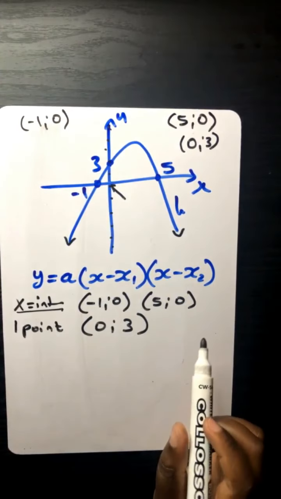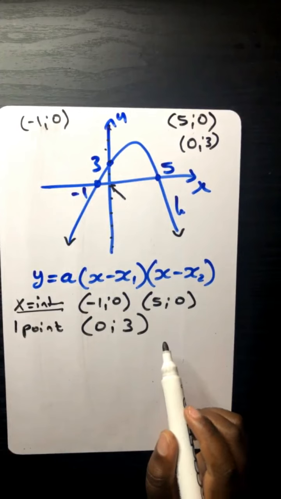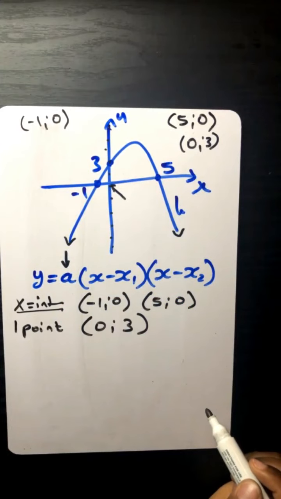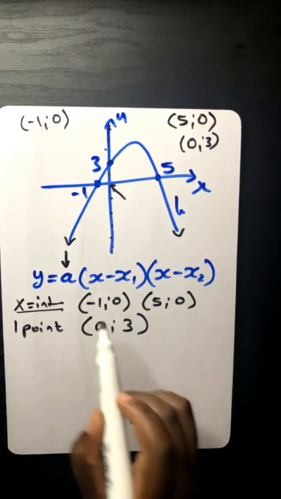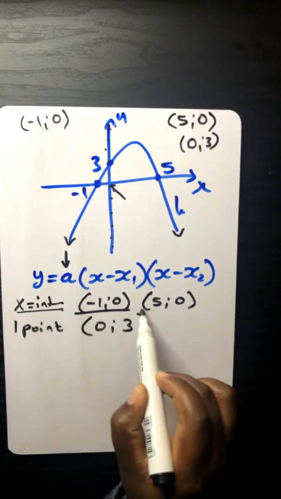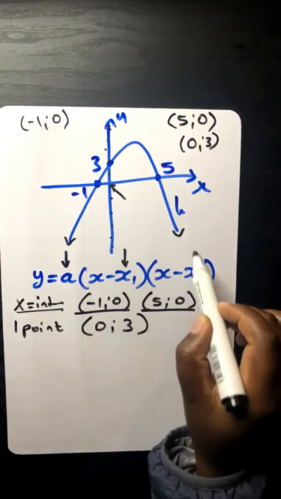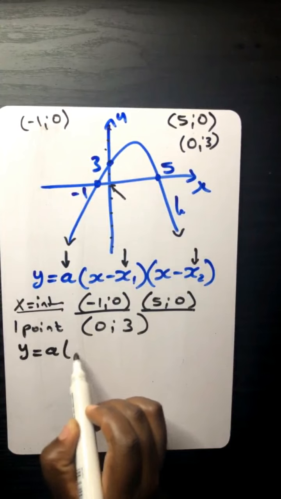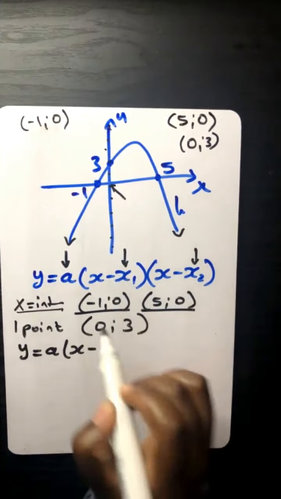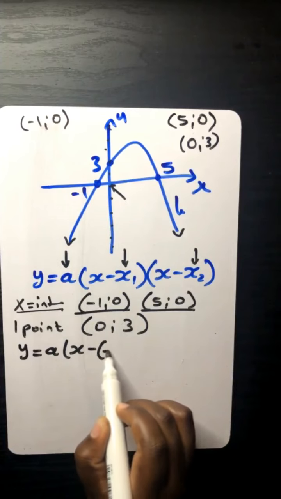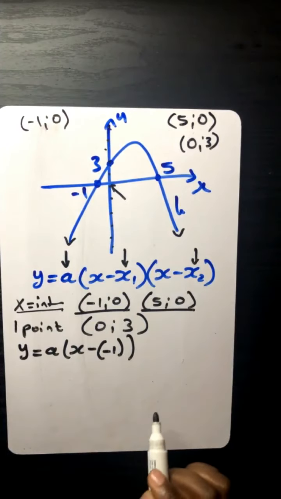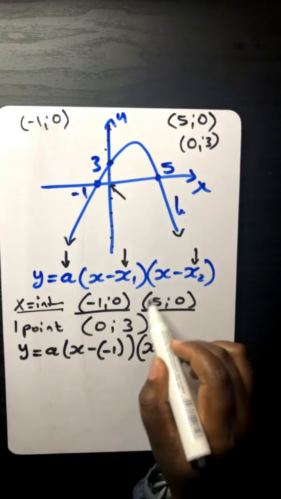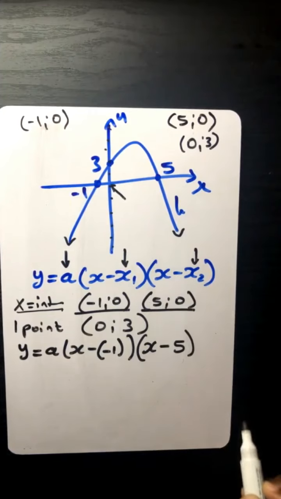Yes, sir. Okay, so let's now substitute. Remember, I want to answer the question Lerato had: how do we solve for the value of a? You use these 2 points to substitute for x1 and x2. So y is equal to a into x minus x1, which is -1. Be very careful to substitute that in brackets. And again, x minus x2, which is 5.